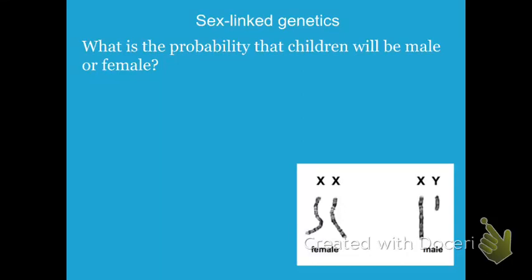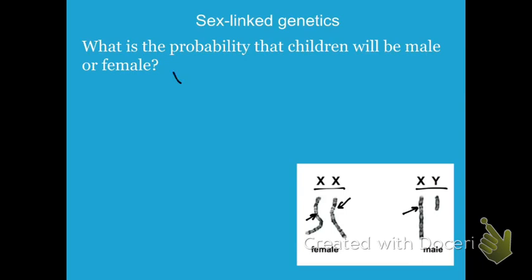All right, so we're going to go over sex-linked genetics. Sex-linked genetics, sometimes called X-linked, are genes that are found on the X chromosome. We have 23 pairs of chromosomes, and the 23rd pair is called our sex chromosomes because it determines our biological gender. Females have 2 X chromosomes, and males have an X and a Y. So the genes that are found on these chromosomes are what we mean when we say sex-linked, okay?